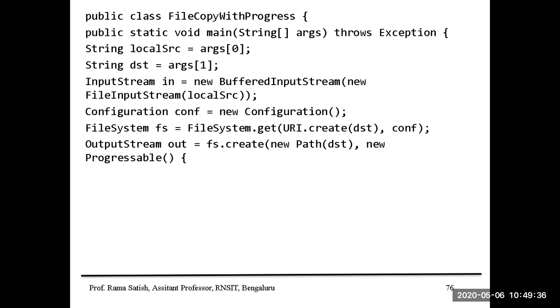Every time, the progressable method displays the progress of the write operation. It is actually a callback method. In the progress method, you write dots. If one operation is done, one dot is displayed. The second operation, second dot. Third operation, third dot. Fourth operation, fourth dot. Fifth operation, fifth dot.